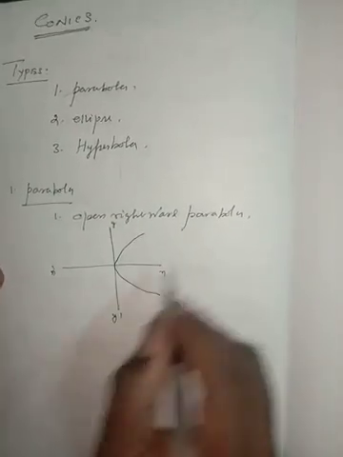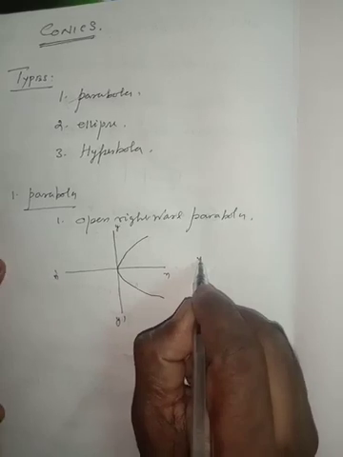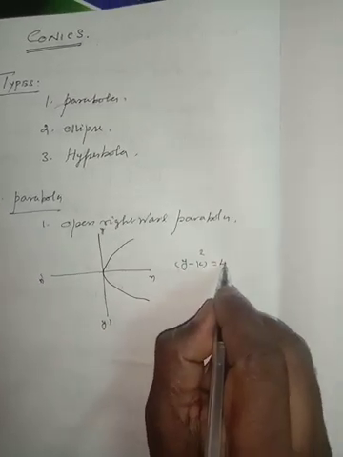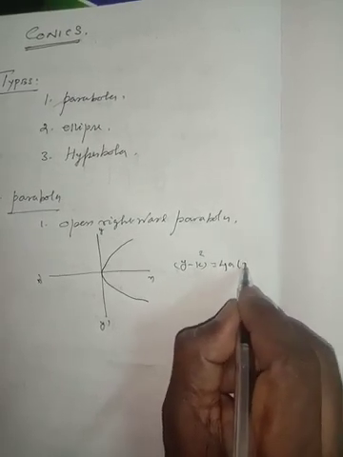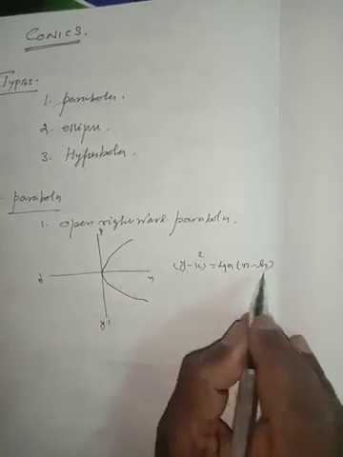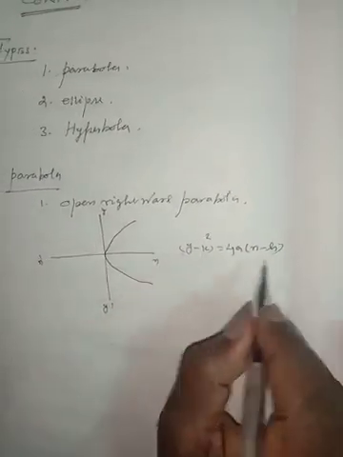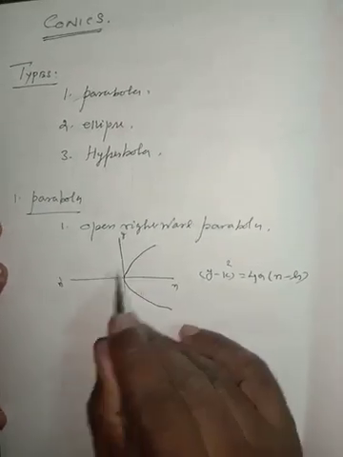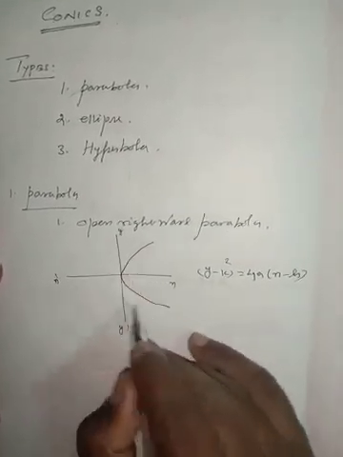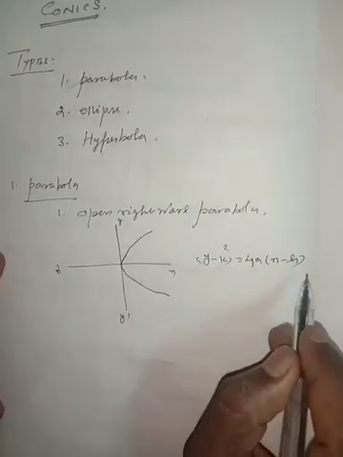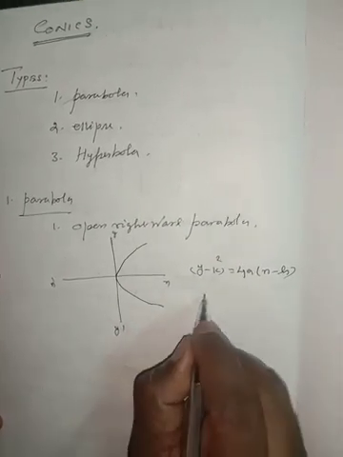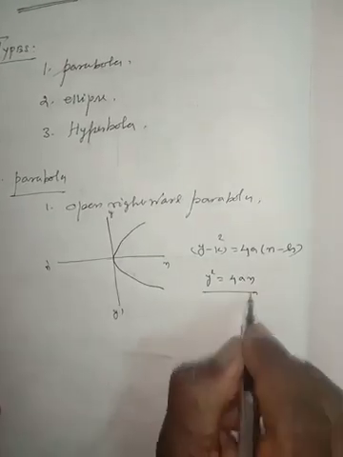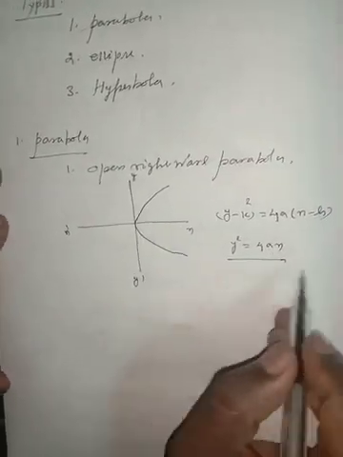The general equation of the open rightward parabola is y minus k whole square is equal to 4a into x minus h, where h and k are the center or peak point of the open rightward parabola. In this case, the parabola passes through the origin, therefore h and k are 0. So the equation is y square is equal to 4ax.